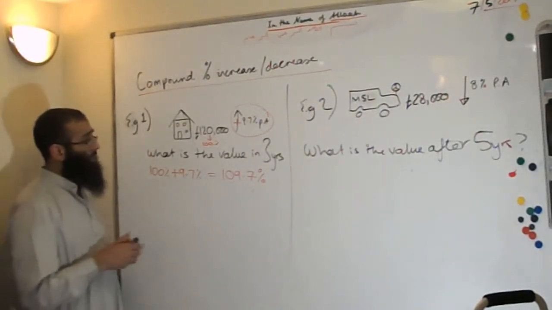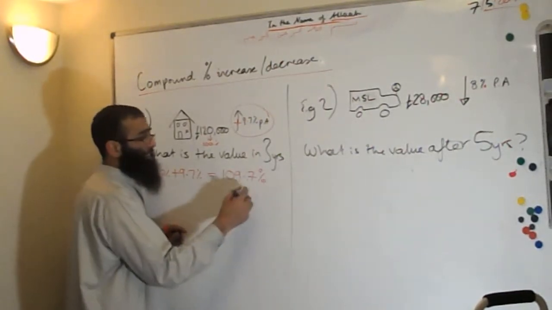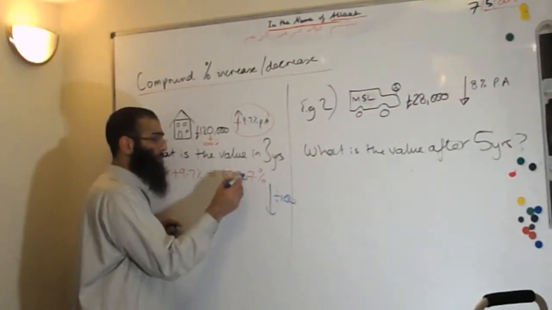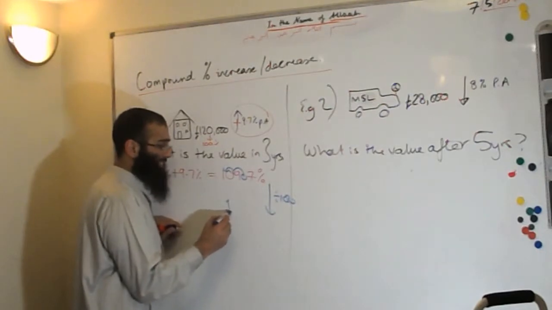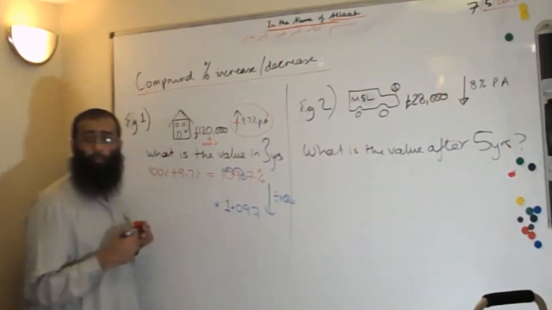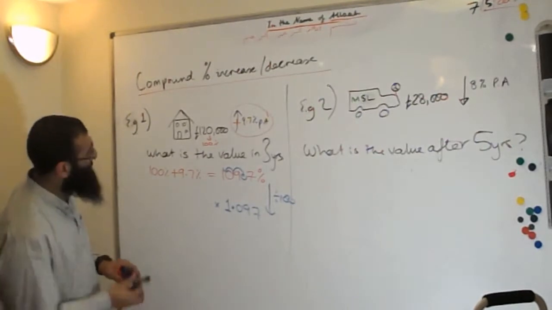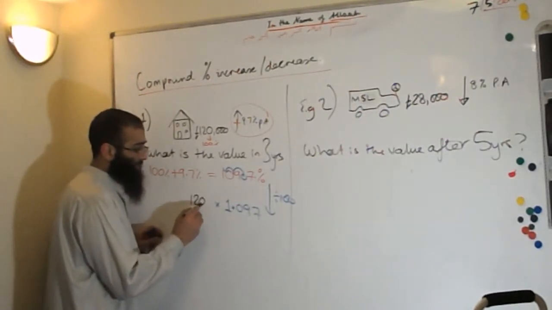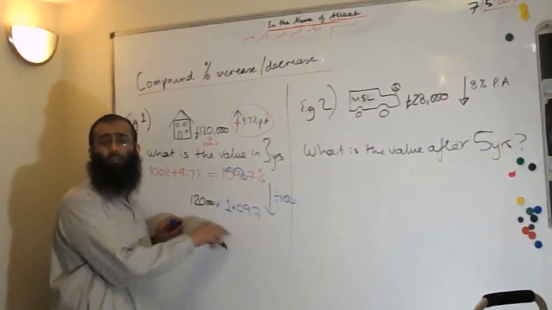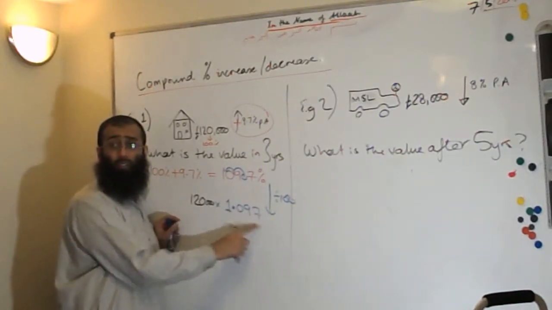If we want to change this percentage into what we call the multiplier, we change it into a decimal. We divide by 100. So as a decimal multiplier, it becomes 1.097. That's our multiplier. What was the original value of the house? 120,000. If you multiply by this 1.097, that will give us the value after how many years? 1 year.